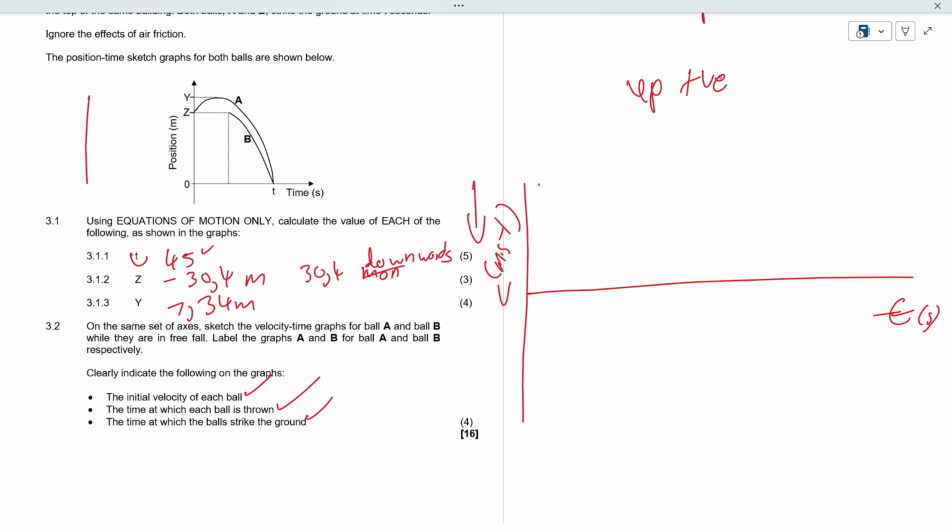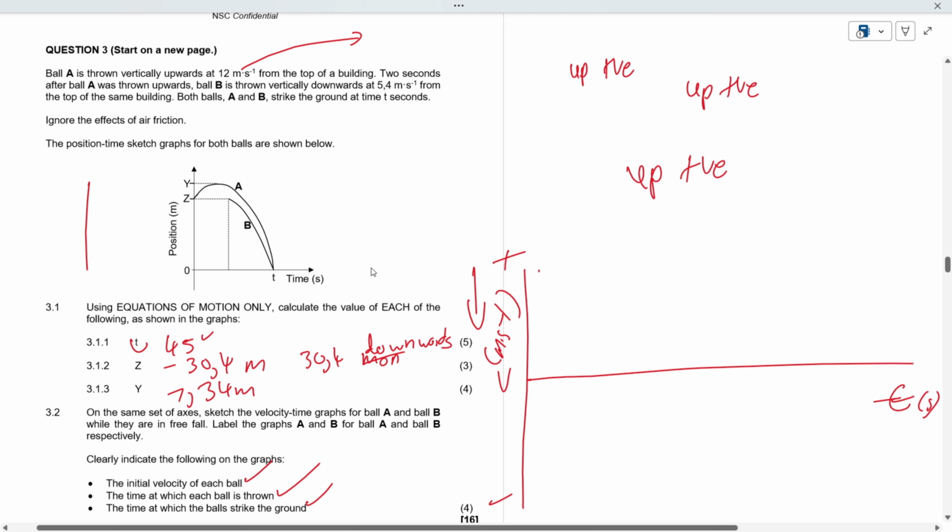What you have to know about velocity is that every time the ball is going up, because this is the positive side and this is the negative side, it will be on the top of the graph. Every time the ball is going down, it will be at the bottom of the graph. So that's what you have to be vigilant about. Let's indicate the initial velocity of each ball. So let's check what the initial velocity of each ball is.